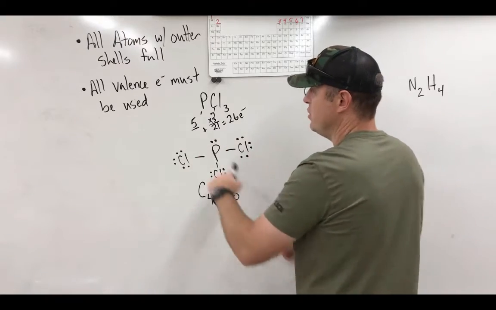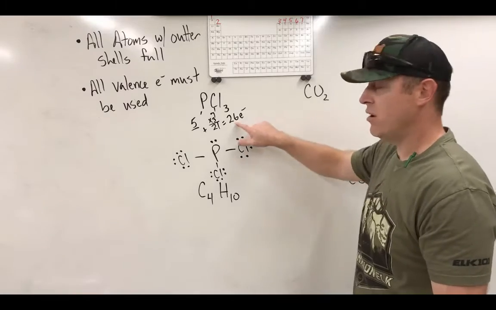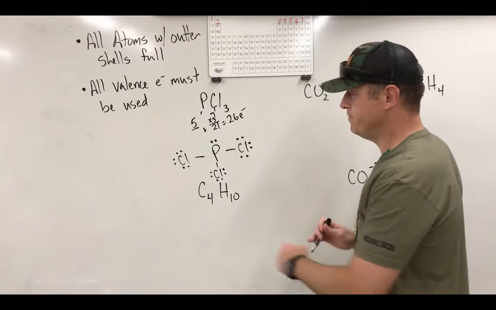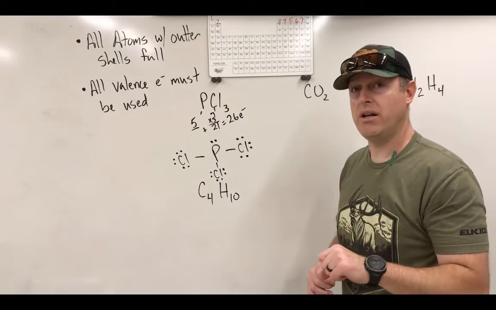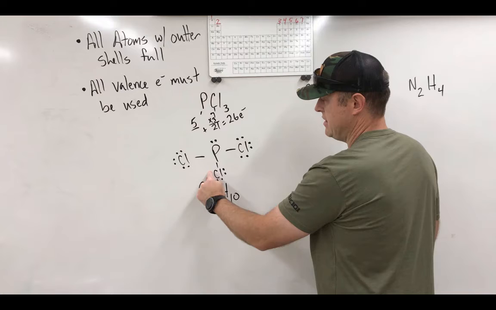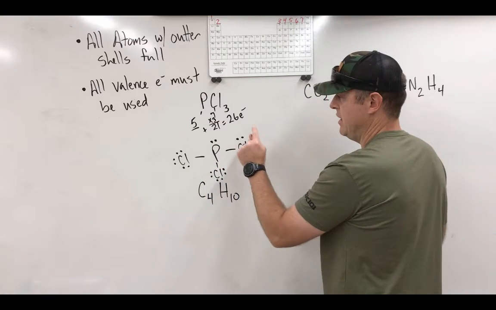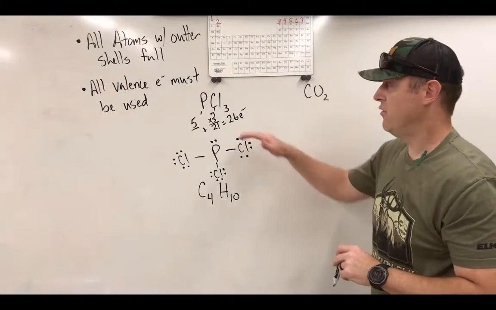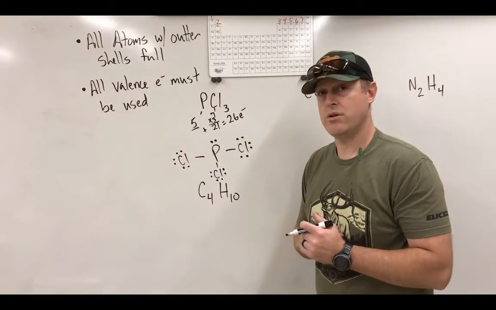Now we're going to just double check. These are the things that we're going to double check when we're done, that there are 26 available electrons. So each line represents 2 electrons. If I have a double bond, that's going to be 4 electrons. Okay, so 2, 4, 6, 8, 10, 12, 14, 16, 18, 20, 22, 24, 26. That is the correct Lewis structure for this molecule of phosphorus trichloride.